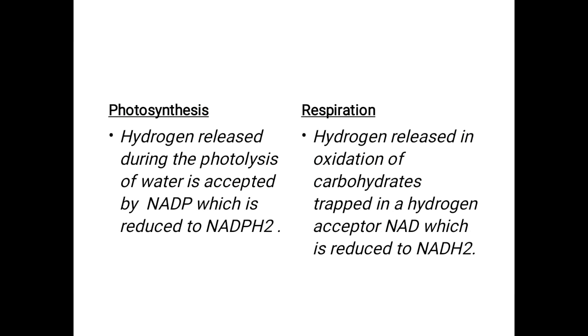The next point of difference is that in photosynthesis, hydrogen released during the photolysis of water is accepted by NADP, which is reduced to NADPH2. However, in respiration, hydrogen released in oxidation of carbohydrates is trapped by a hydrogen acceptor, NAD, which is reduced to NADH2. In photosynthesis, the coenzyme is NADP. However, in respiration, the coenzyme is NAD. The reduced form of the coenzyme in photosynthesis is NADPH2. However, in respiration, the reduced form of the coenzyme is NADH2.